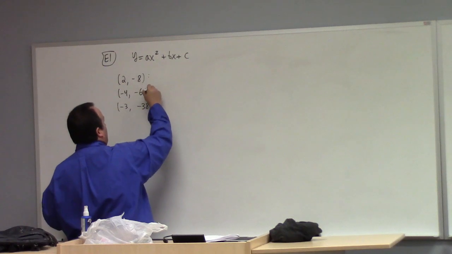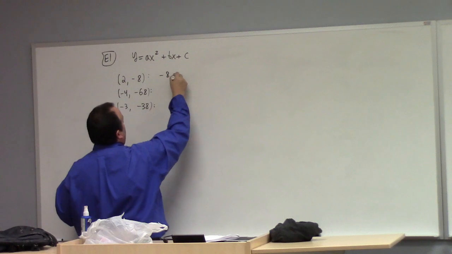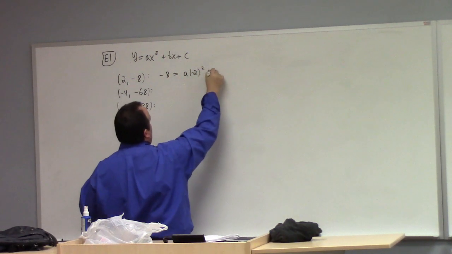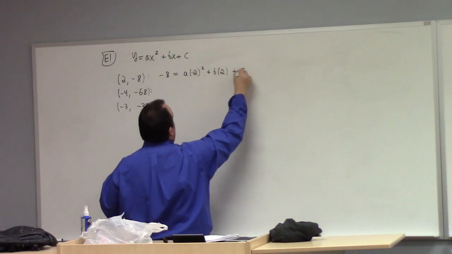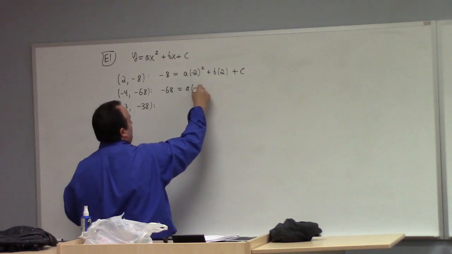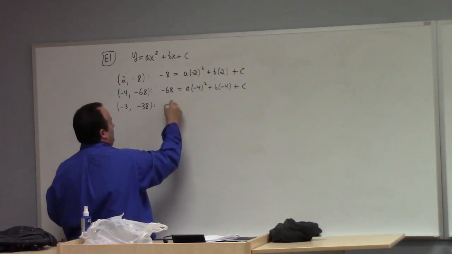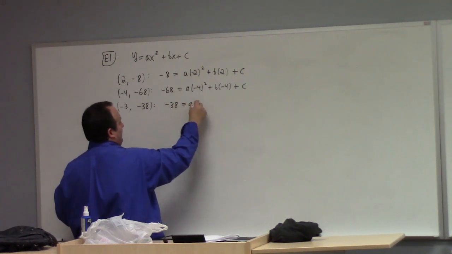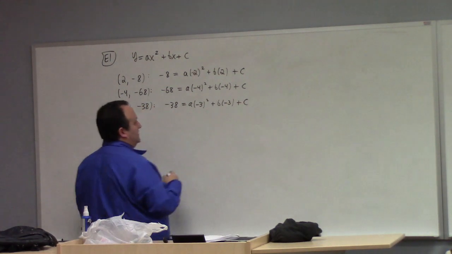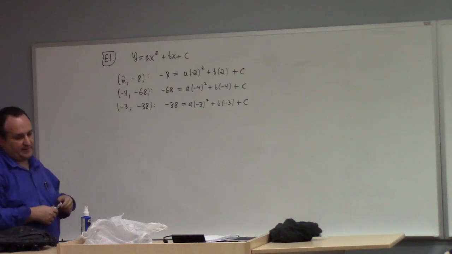So basically, you just plug these points in, and so we've got -8 is equal to a times 2 squared plus b times 2 plus c. We've got -68 equals a times (-4) squared plus b times -4 plus c, and -38 is equal to a times (-3) squared plus b times -3 plus c. So all I did was I plugged the points into the equation, right? And then clean it up.